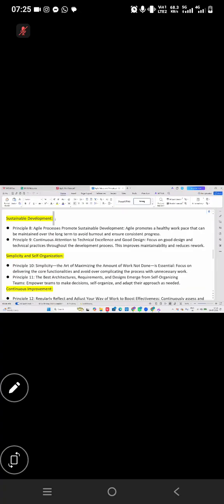Now the next one we are talking about is principles 8 and 9, which come under sustainable development. In layman's language, what is sustainable? In terms of deliverables, we are going to deliver the work consistently, and we are following the concept of the sprint. We are going to look at how the practices are happening. An agile process promotes sustained development, which means this is how we deliver the work at a steady pace.